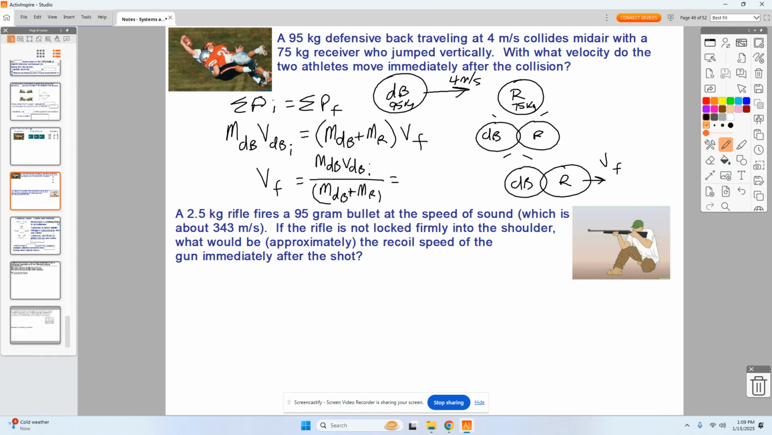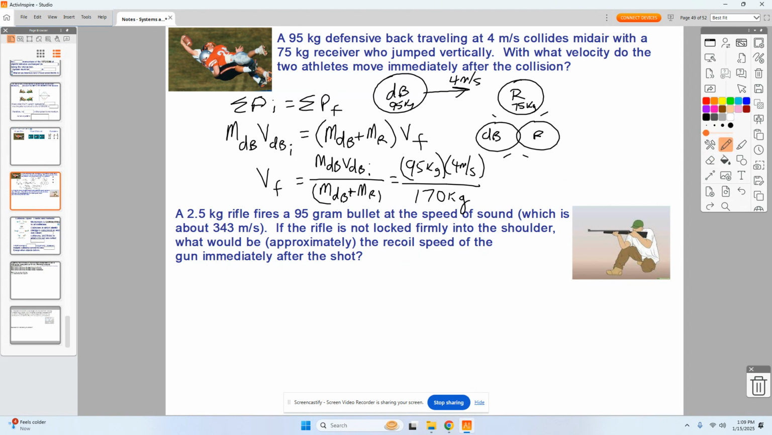Again, plugging in those numbers, we get 95 kilograms times 4 meters per second, divided by the sum of those masses. We have two objects now moving. So what is that, 170 kilograms? I believe I did that math right. And I notice the units reduce, which is what I'd like. The mass units of kilograms reduce. So 95 times 4, divided by 170, and I get a speed of about 2.2 meters per second.